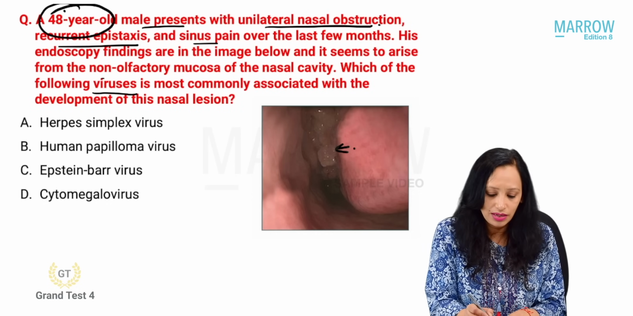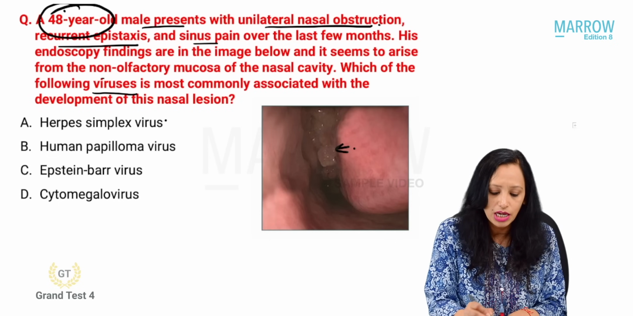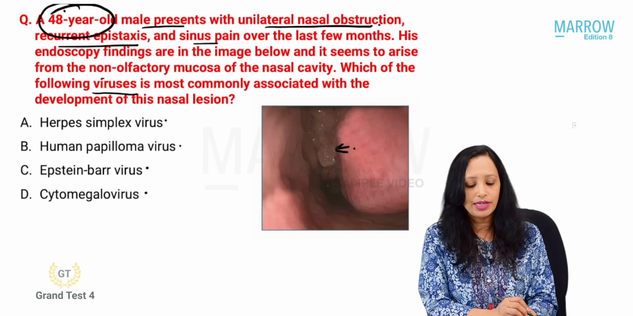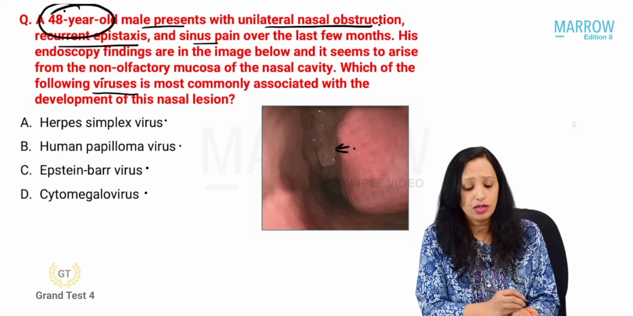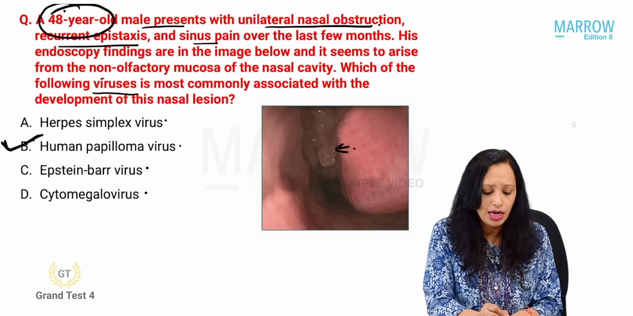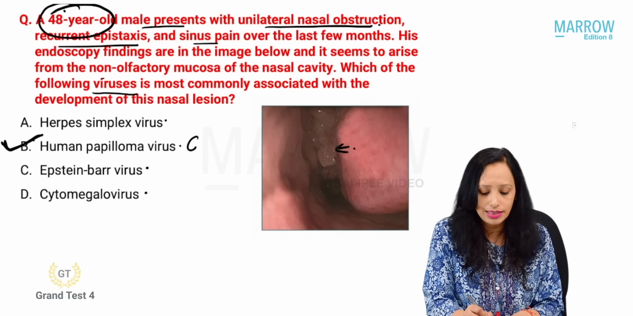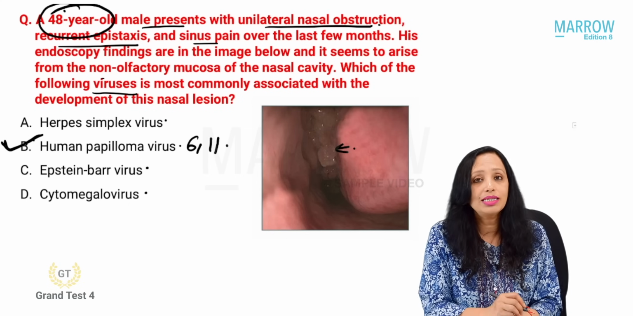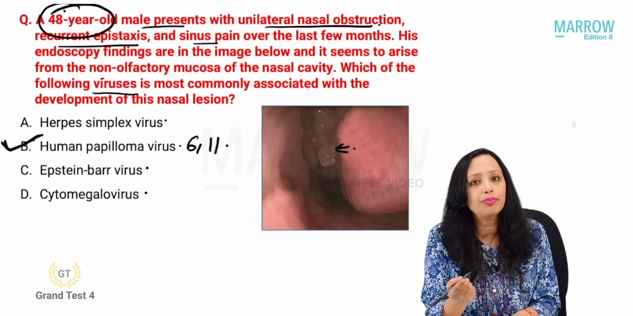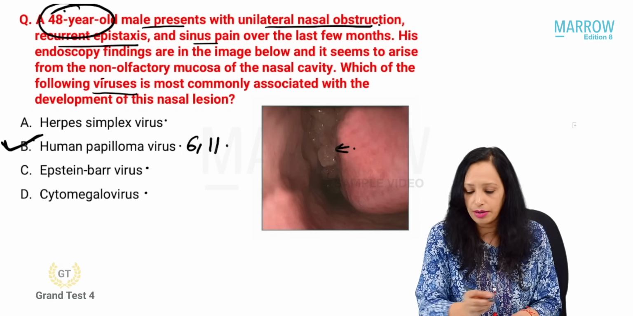So, what is the virus associated? Herpes simplex, human papilloma virus, Epstein-Barr virus, CMV, cytomegalovirus. What is the answer? Yes, human papilloma virus. And now tell me which strains have been implicated in inverted papilloma? Yes, 6 and 11. Are these the high malignant potential or low malignant potential? These are low malignant potential.